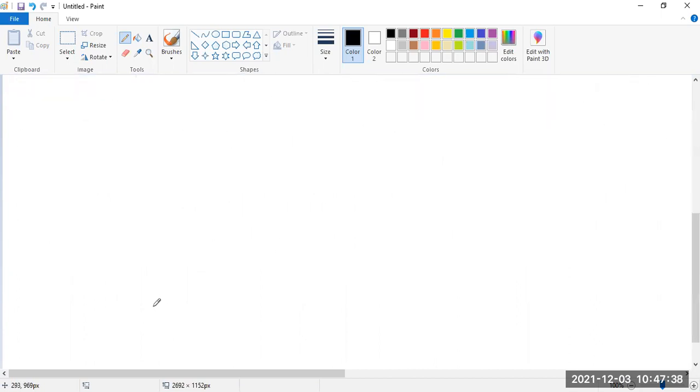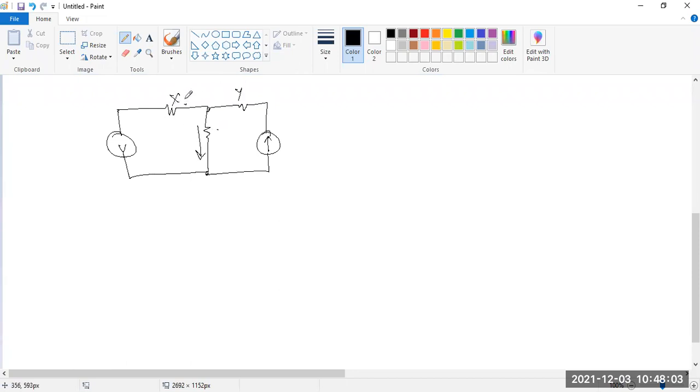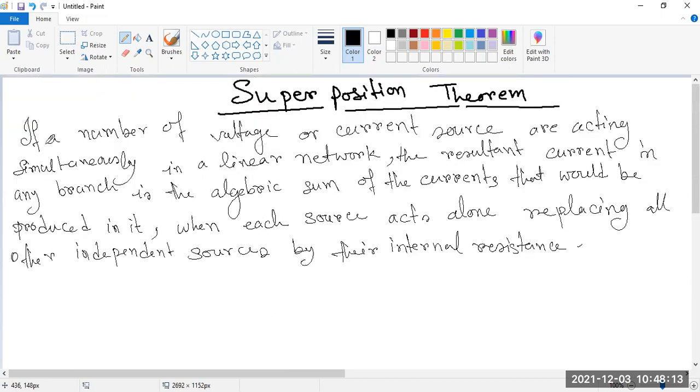What does it mean? Say, here is your circuit. So if it is a current source, and I am assuming this is a voltage source. If I want to know the current flowing through this branch, this is X, this is Y, this is X ohm, this is Y ohm, this is Z ohm. Okay, Z ohm. So what does it mean?